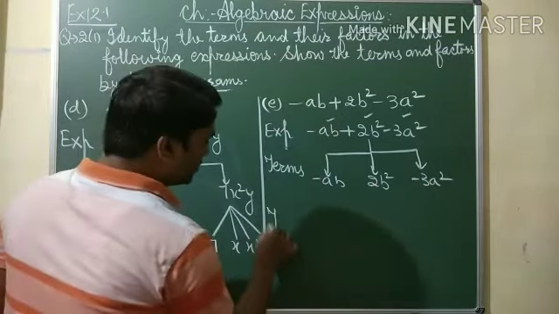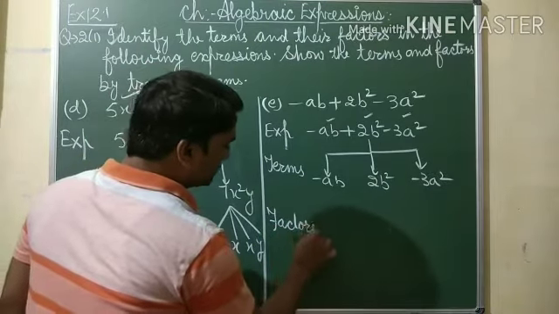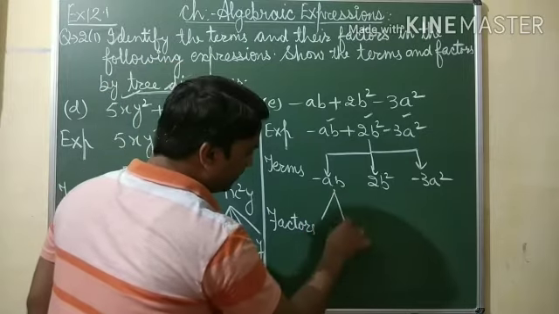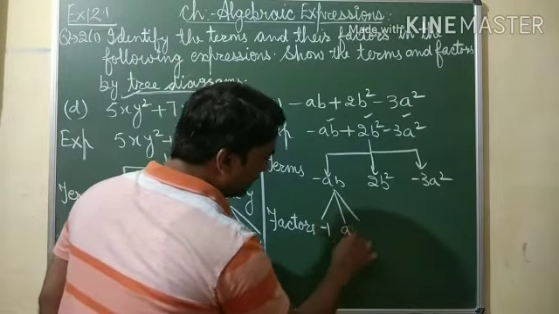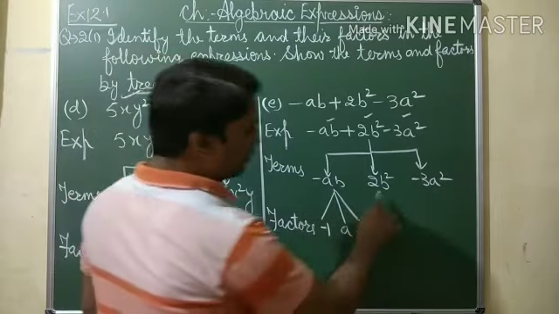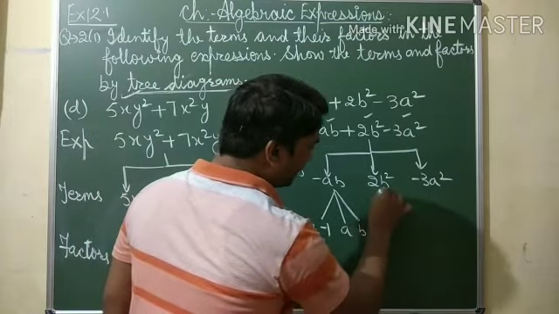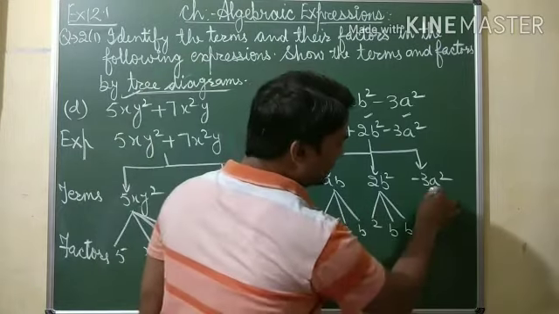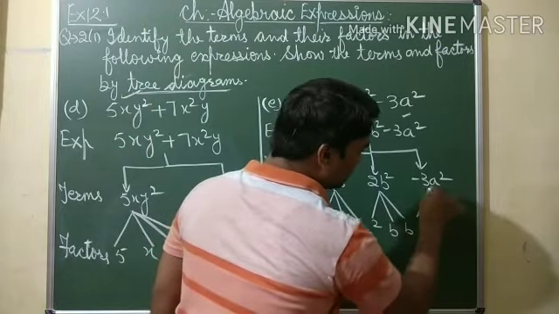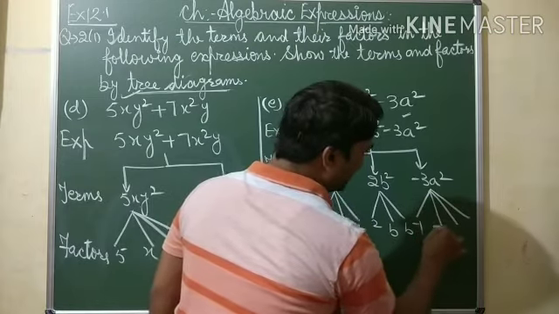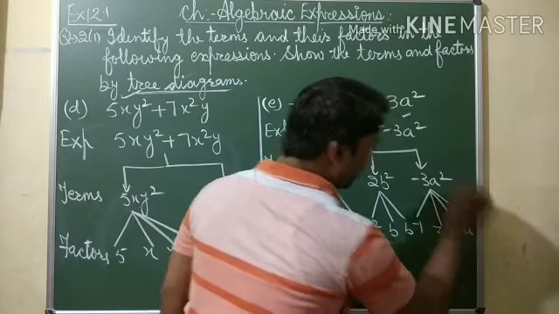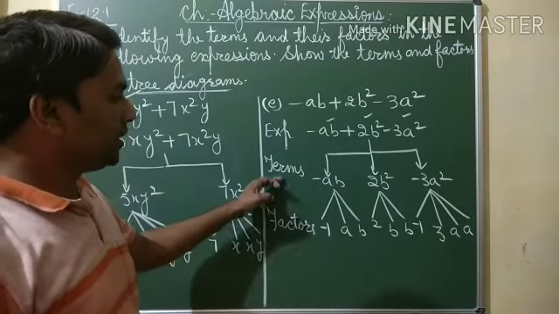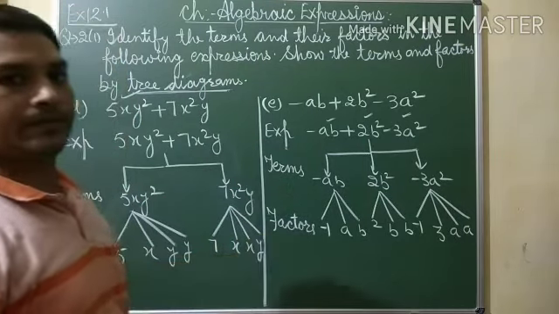Now factors of the terms be, first of all factors of minus ab be minus 1, a and b. Factors of 2b square be 2, b and b, and factors of minus 3a square be minus 1, 3, a and a. So this is the required tree diagram to show terms and factors.